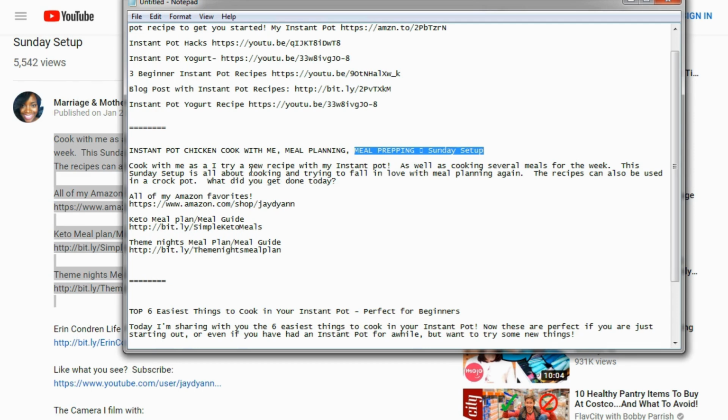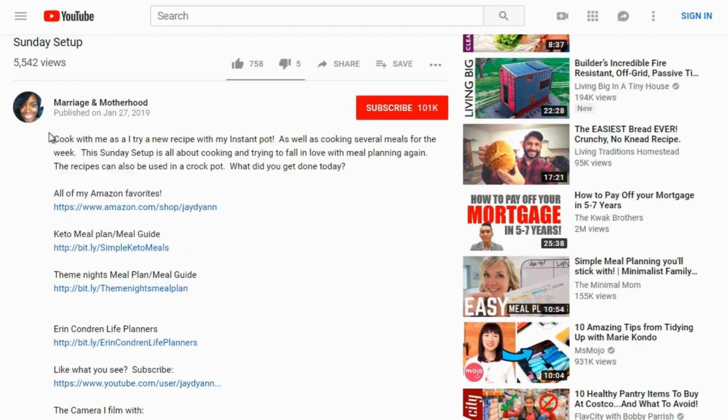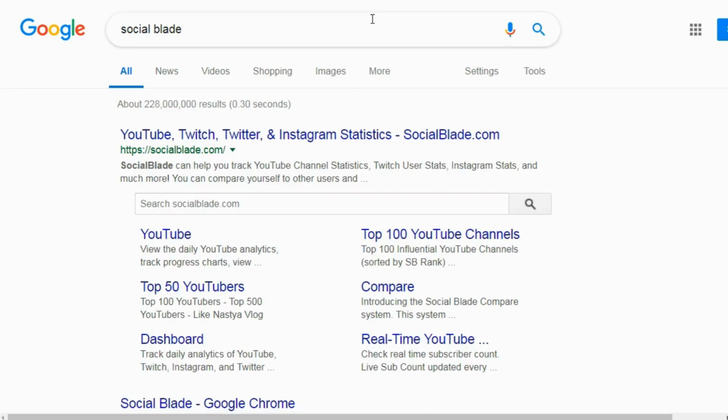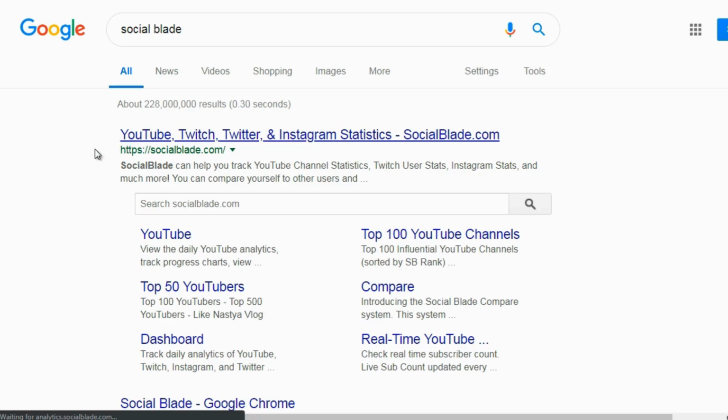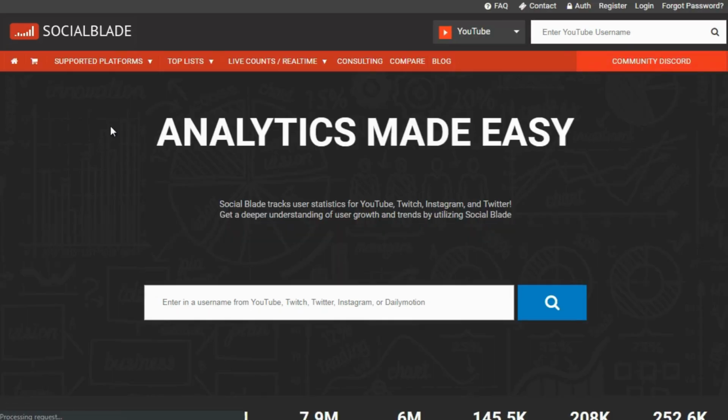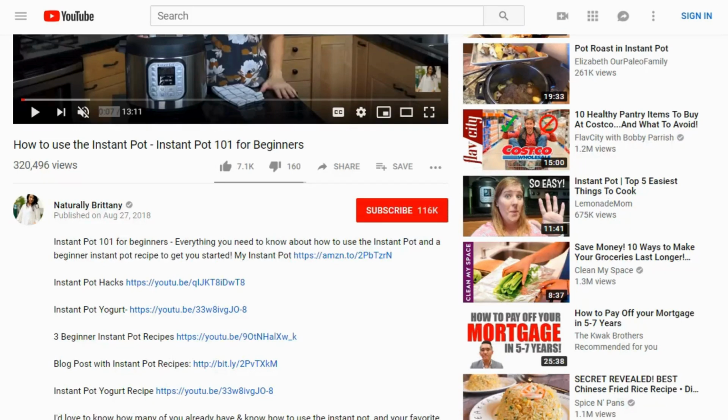Now, you can do some deeper dive competitive research using specific tools. And one specific tool is called Social Blade. So that's socialblade.com, as you can see here. And I like to use this to get a better idea of the YouTube channel as a whole. Because what you're trying to figure out is, did this person rank because their channel as a whole has a lot of traffic? Or did this person rank simply because of the titles and the description? There are many factors involved, but let's take a look at Naturally Brittany. So let's go ahead and copy this.